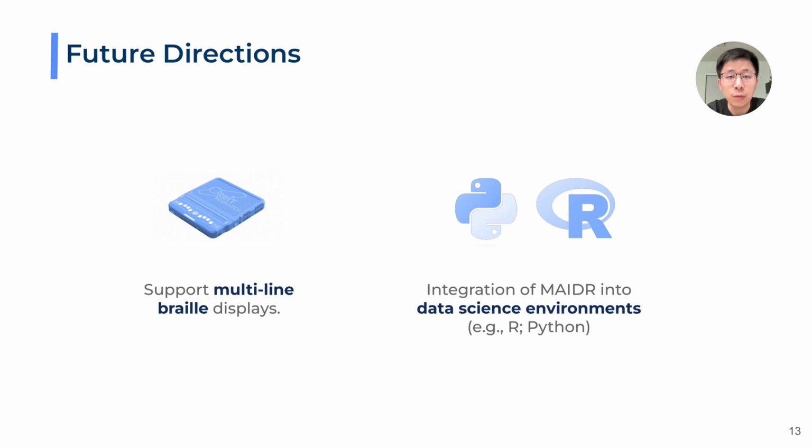In the future, we aim to support multi-line Braille display and explore how it can address the granularity issues that arise when using a single-line Braille display. We also plan to integrate our MAIDR system with current data science environments, such as R and Python, allowing blind users to analyze datasets in a more accessible way.